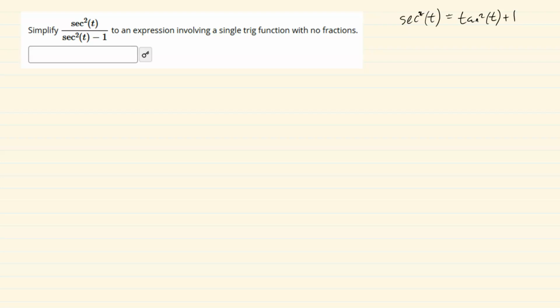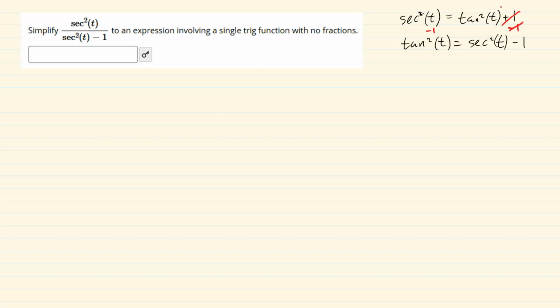So you can see that we can subtract 1 from both sides of this trig identity and obtain the following. Tangent squared of t is equal to secant squared of t minus 1, right? Just by subtracting 1 on both sides.